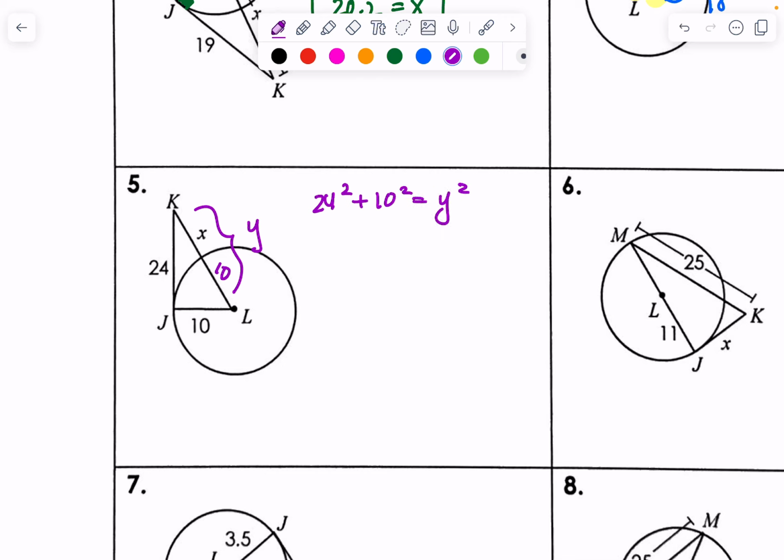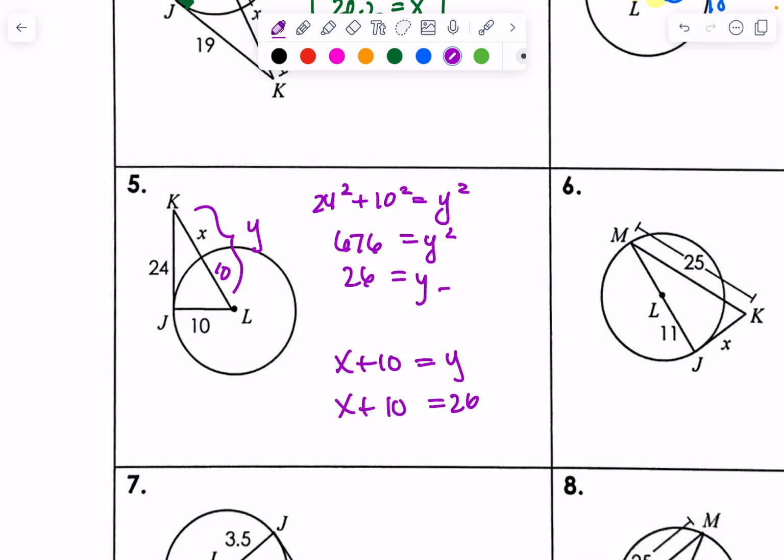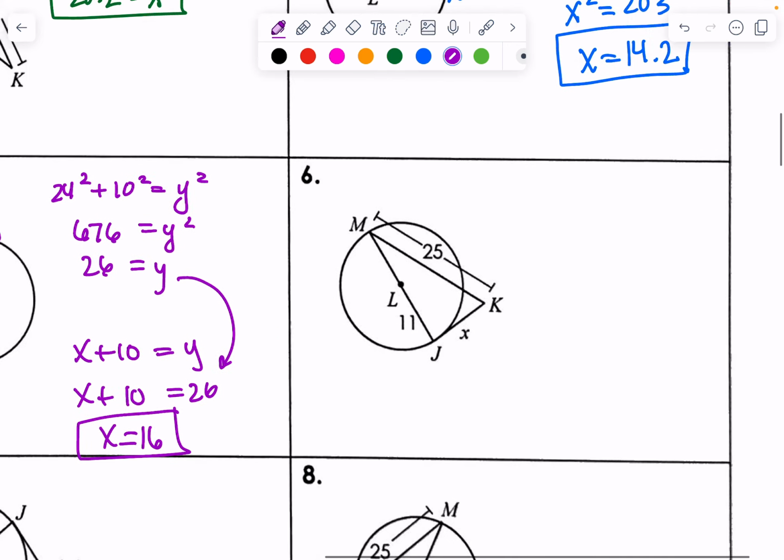So that's 676 equals y squared. So y ends up being 26. Okay, great. That's what y is. But I asked you to solve for x. Well, I know that x plus 10 equals y. And now I know that y is 26. So then x is 16. For number 6.